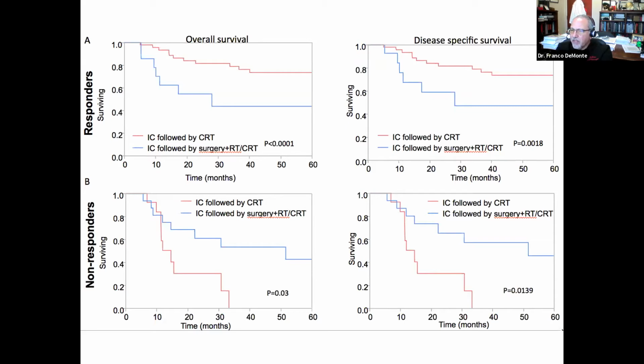Now that's different in those who did not respond. Those graphs flip in the non-responders. So in those patients who did not respond to induction chemotherapy, the survival advantage was given by surgery and chemoradiation.